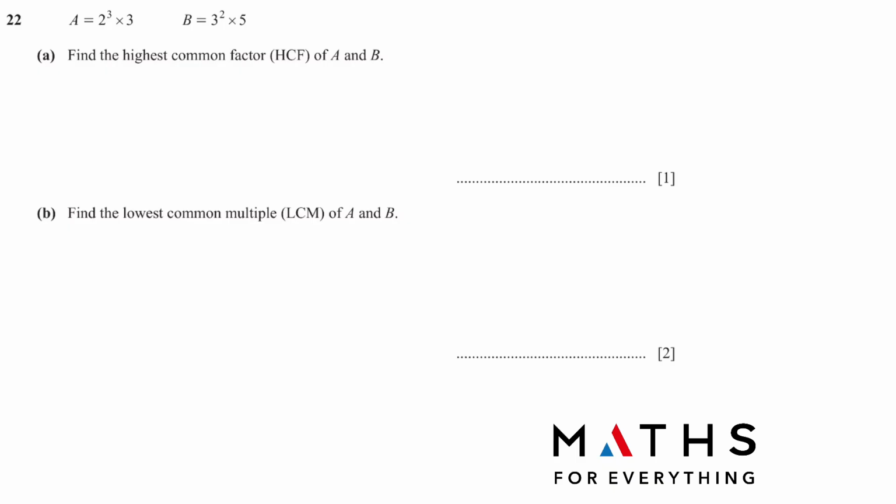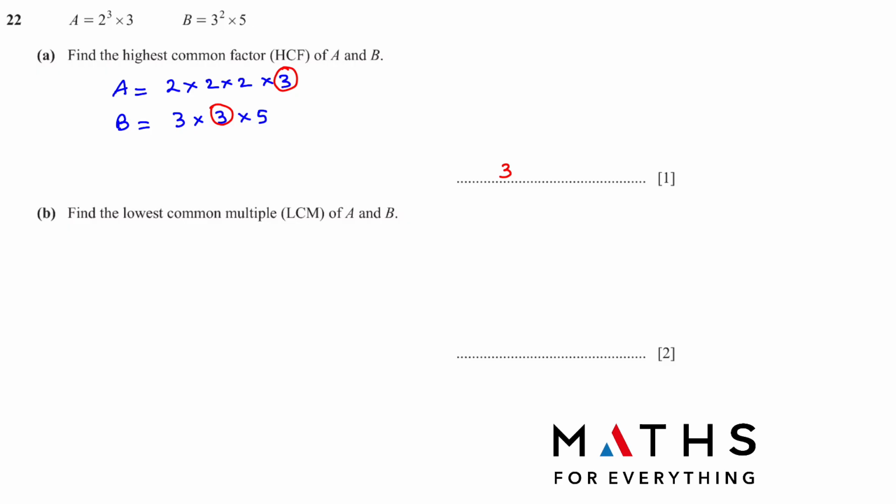Question number 22. A is equal to 2 to the power of 3 multiplied by 3 and B is equal to 3 to the power of 2 multiplied by 5. Find the highest common factor of A and B. A is 2 to the power of 3, so it's 2 times 2 times 2 times 3. B is 3 squared, so 3 times 3 times 5. Highest common factor, what is common here? 3. That is your highest common factor.